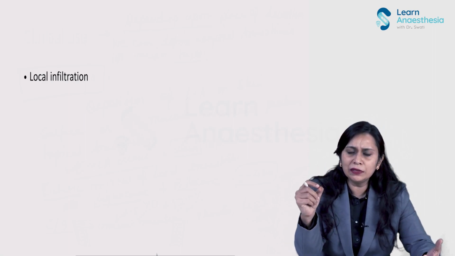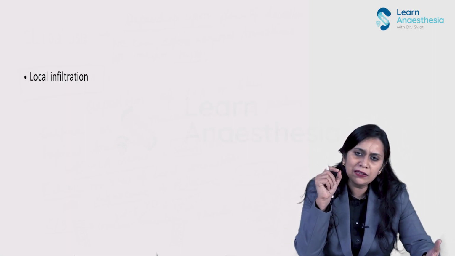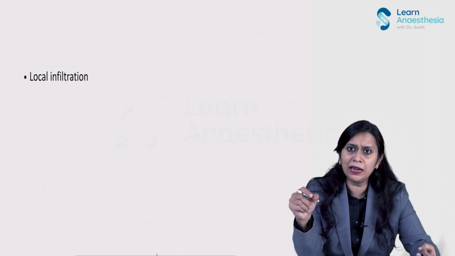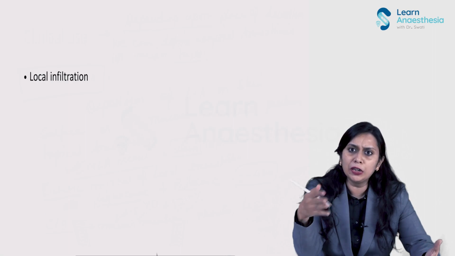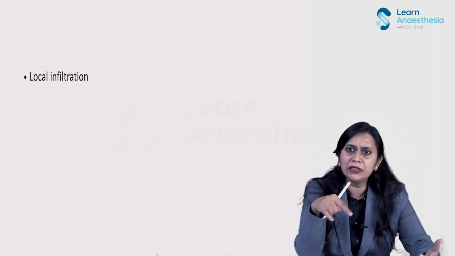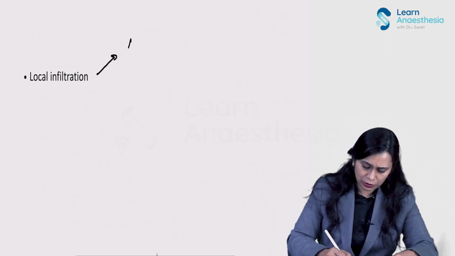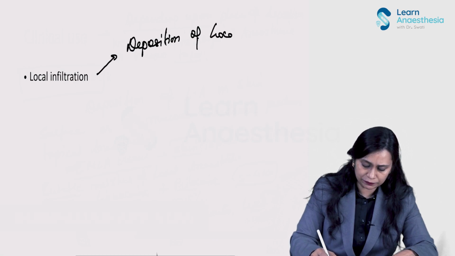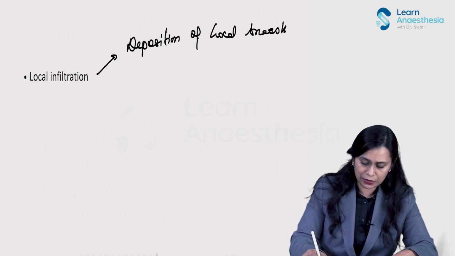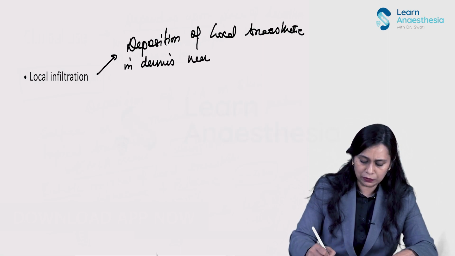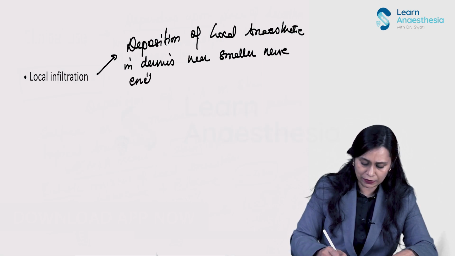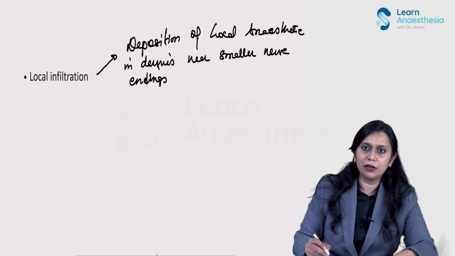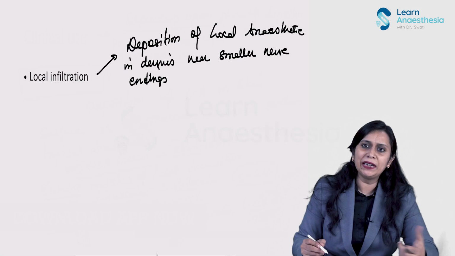Local infiltration, what is done? Near the smaller nerve endings, just in the dermis, we deposit the local anesthetic near the smaller nerve endings. So, deposition of local anesthetic in the dermis near smaller nerve endings is local infiltration. Now, this is very commonly used by dental surgeons and all.